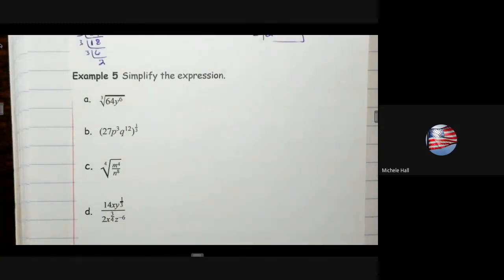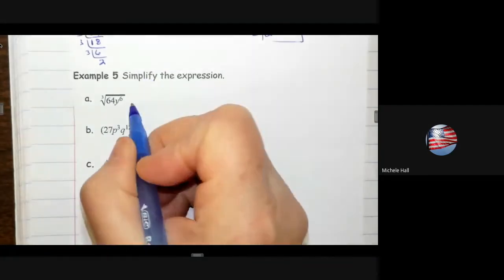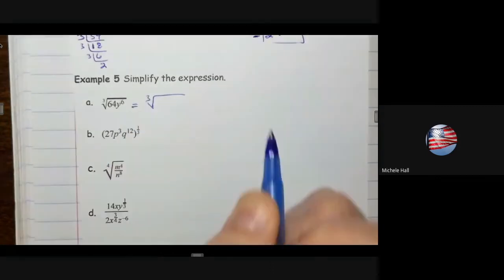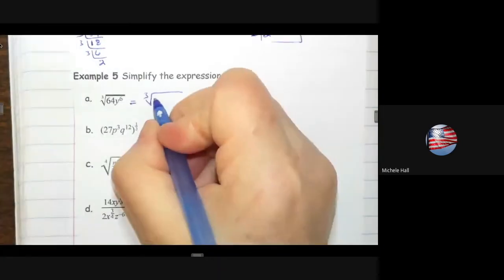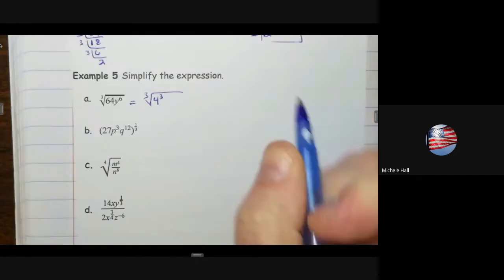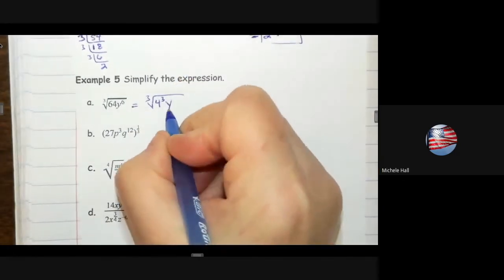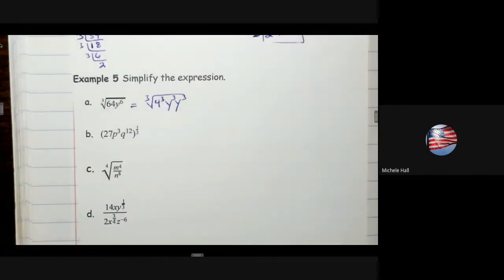Simplify the expression. I would like to see all cubes in here, so I can see exactly what's working out evenly, because we're working with a cubed root. 64, what does that break down to as a cube? That's going to be 4 cubed. And now how can I write y to the 6th to make it look like it has a cube? We have y to the 3rd times y to the 3rd. That means that all of these are going to work out evenly.